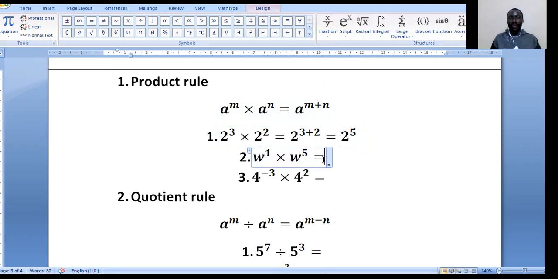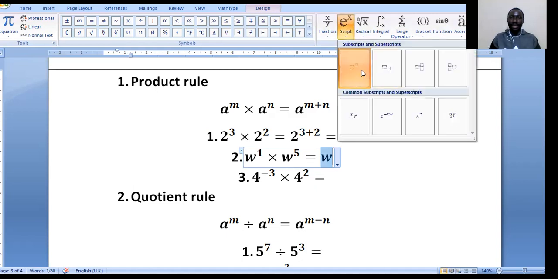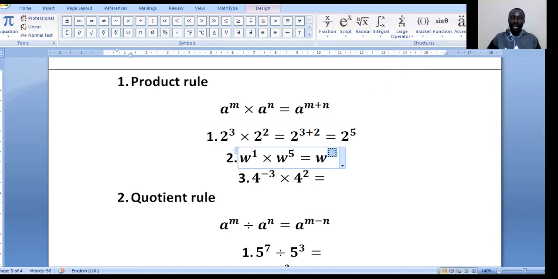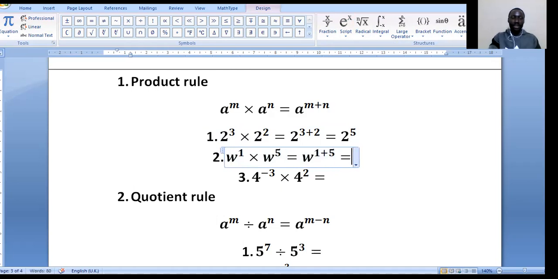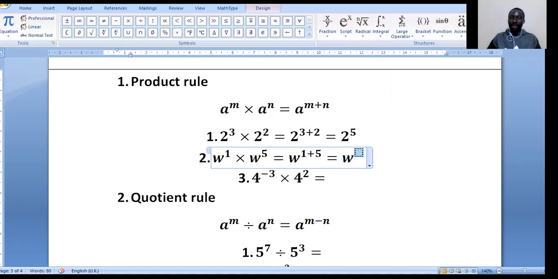Now in the second example, you notice that we have to multiply W with another W. The exponent of the first W is 1, the exponent of the second W is 5. So how do you simplify that? Well, we simplify that by adding the separate exponents. That means we'll be adding 1 to 5 to give us the value of W with exponent of 6. W with exponent of 6.